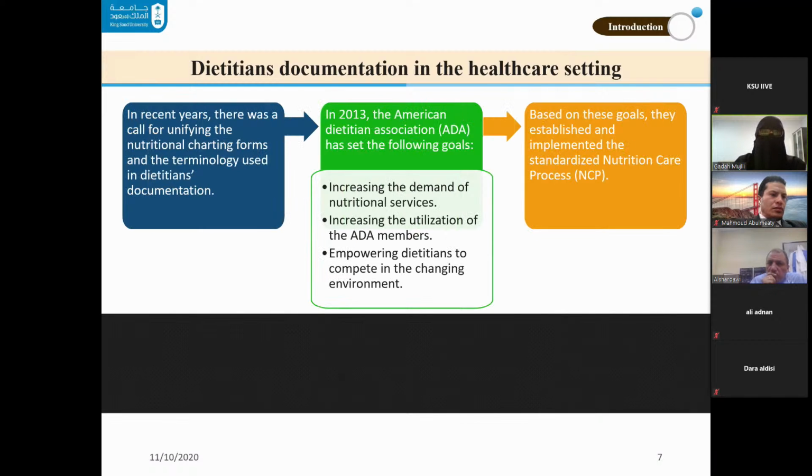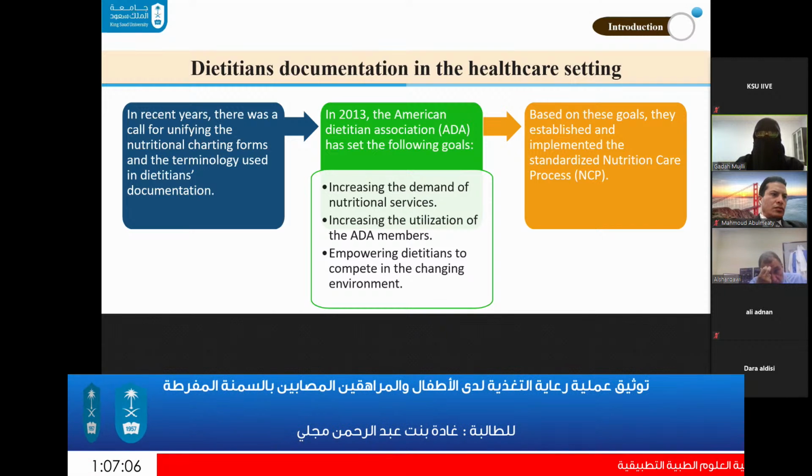In the recent years, there was a call for unifying nutritional charting forms due to the various types and methods of documentation. In 2013, the American Dietitian Association has set the following goals: to increase the demand of nutritional services, increase the utilization of ADA members, and empower dietitians to compete in the ever-changing environment of healthcare. Based on those goals, they established and implemented the standardized nutrition care process.